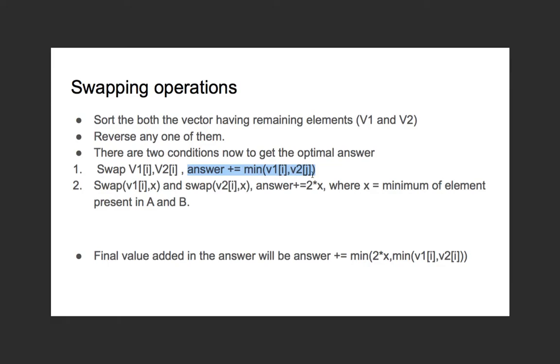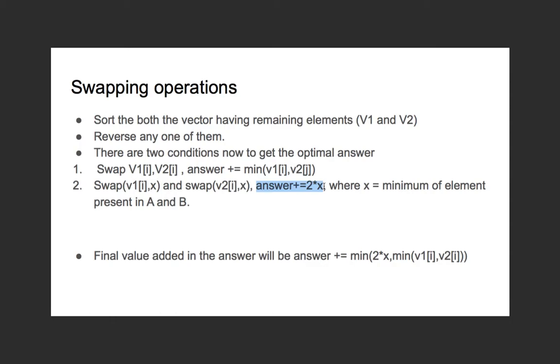And the second point, which is the most important point, is that we can take an element x, which is the minimum of all the elements present in a and b. Instead of swapping v1 and v2 directly, we can swap v1 of I with x, and v2 of I with x. So x will be present in its original position, and v1 of I and v2 of I will be interchanged. So the answer will be answer plus equals 2 into x.